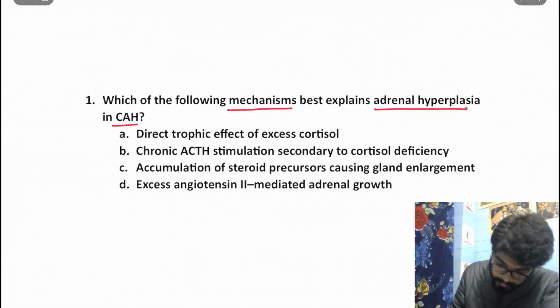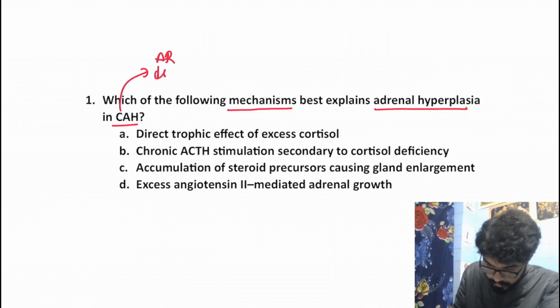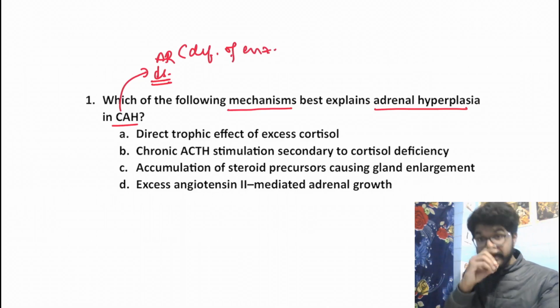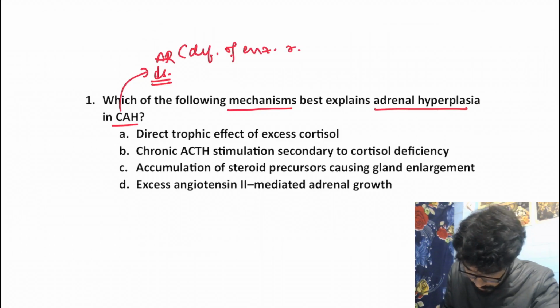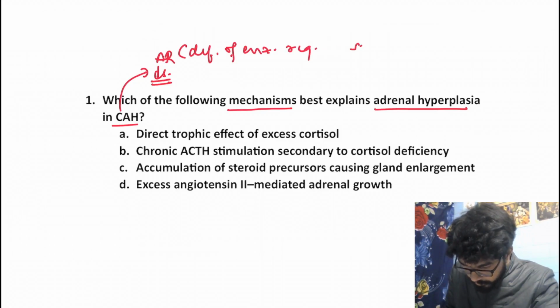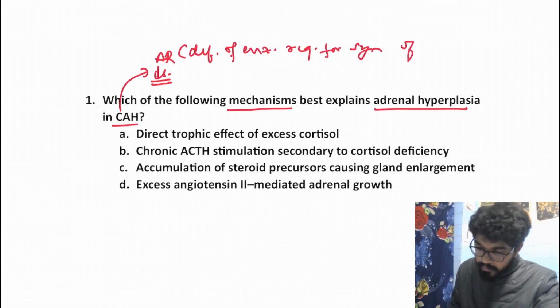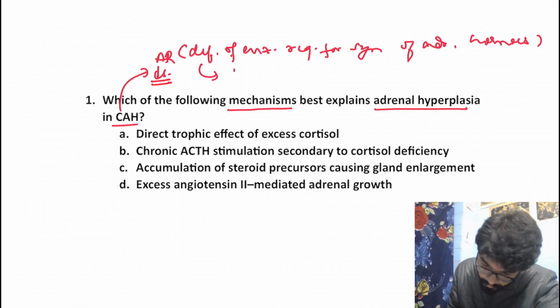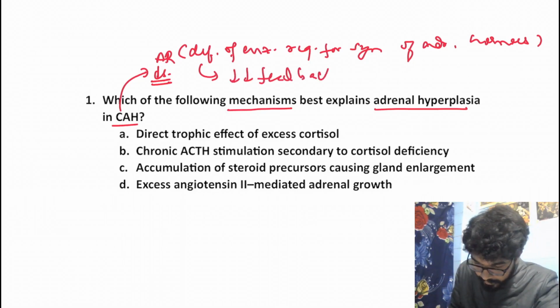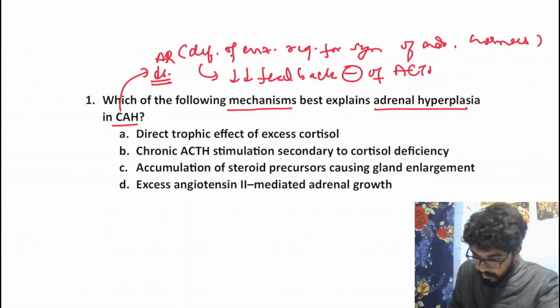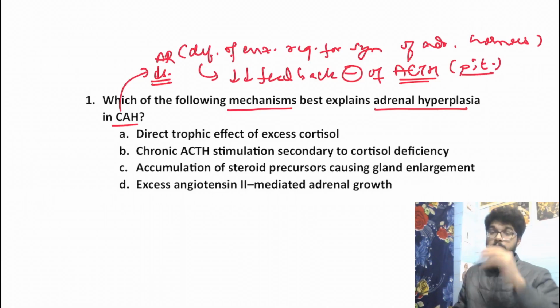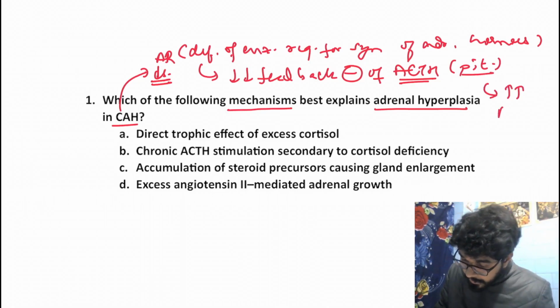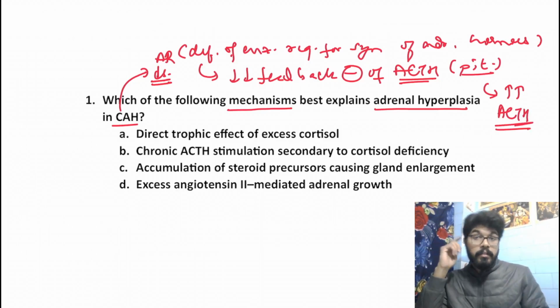Okay. So what happens in congenital adrenal hyperplasia? It is an autosomal recessive disorder. Right, over here we have deficiency of the enzymes that are required for synthesis of the adrenal hormones. As a result of which there will be decrease in the feedback inhibition of ACTH in the pituitary. Okay. And this would result in excess of ACTH in congenital adrenal hyperplasia, and this ACTH is responsible for the hyperplasia of the adrenal cortex.